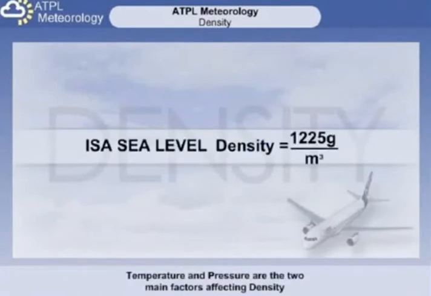Looking at the diagram, we can see the density formula. Notice that in the formula, we replace density with the Greek symbol rho. We'll now look at how the variables of temperature and pressure affect the mass, or volume, and therefore the density.